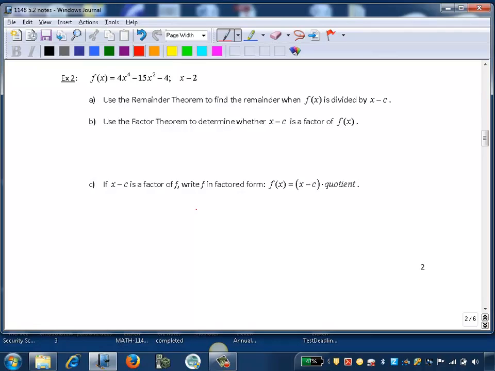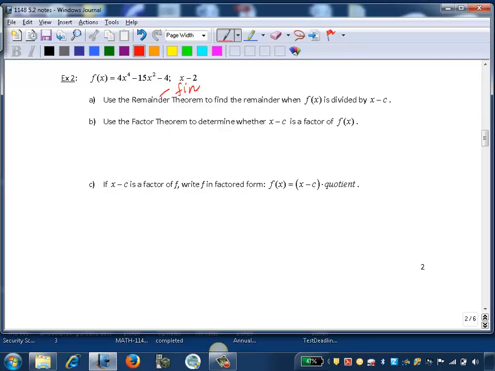Example 2, we're given the function f of x equals 4x to the fourth minus 15x squared minus 4. Part A, we want to use the remainder theorem to find the remainder when the function f of x is divided by x minus c, which in this case is x minus 2. So remainder theorem means we're going to find the remainder without actually dividing.